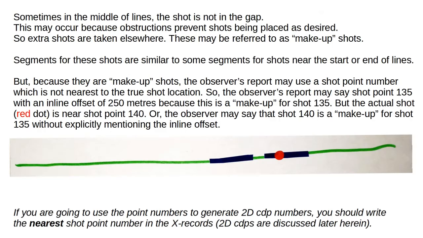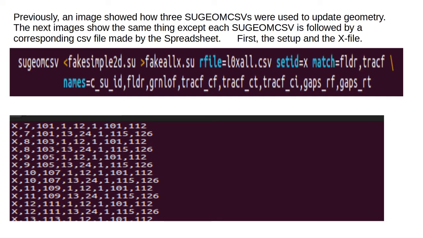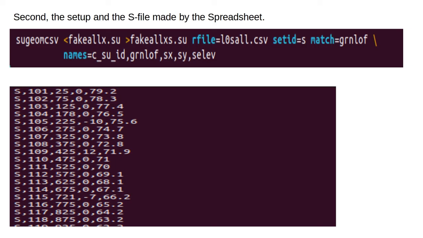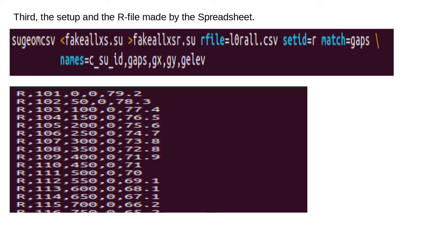Shots in the middle of lines can also be similar to shots at the beginning or ending of lines. This is often done when obstructions prevent putting shots where they were planned or intended. Those missing shots are then made up with other shots. This may cause confusion when observers refer to those shots by the point number they were intended to have. This is the same setup shown earlier, but showing the X file. Same setup as earlier, but showing the S file. Same setup as earlier, but showing the R file.